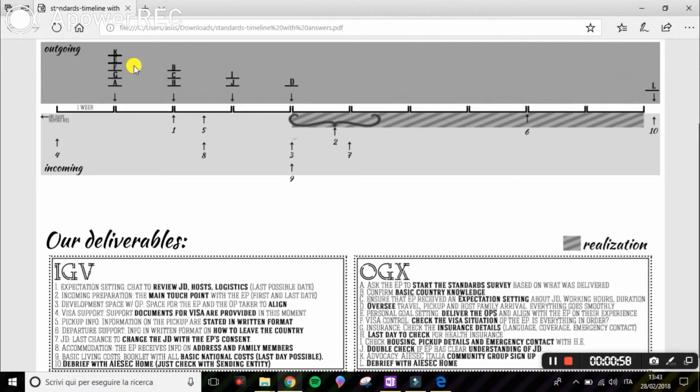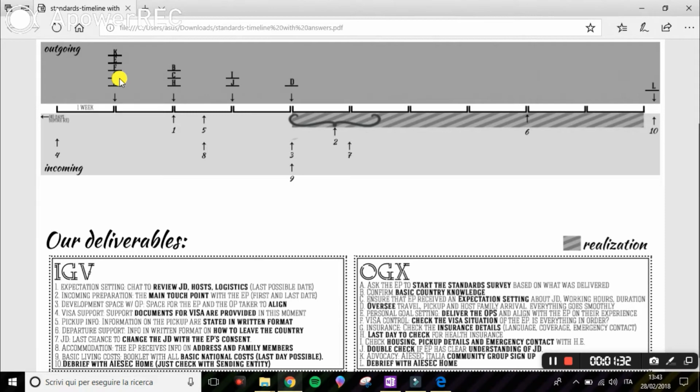First, they ask the EP to sign up to every kind of community group that they may have. Some entities use Facebook groups, some may use other platforms, let's say an engagement site that they use. Then at the same time, they have an insurance check, so basically push people to actually buy the health insurance, then check up on the visa situation to see if everything is in order, then also have the personal goal setting meeting.